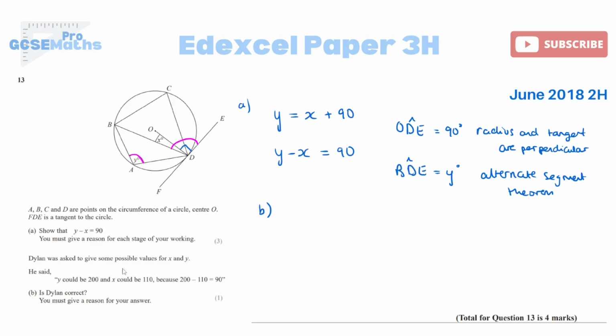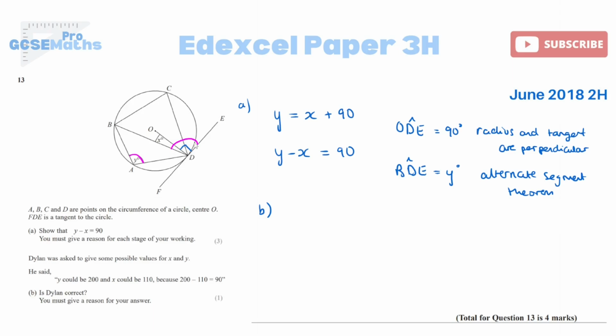Part B, Dylan was asked to give some possible values of x and y. He said y could be 200 and x could be 110, because 200 minus 110 is 90. Is Dylan correct? Well, in terms of the statement, this calculation is obviously mathematically correct. But is he correct in the context here? We'll just have a think about it.